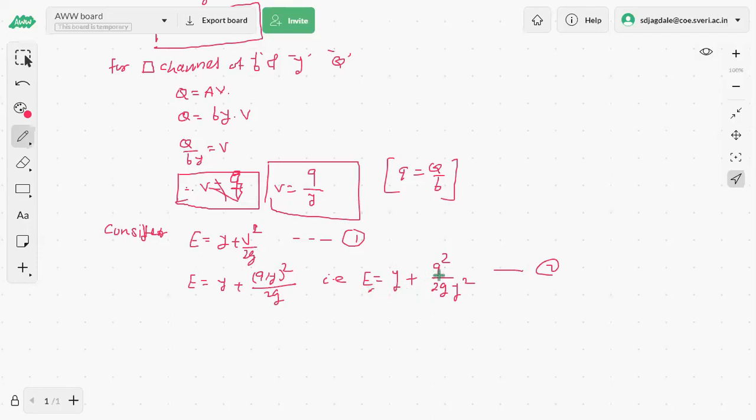Okay, so this is about the relationship between the specific energy E, flow depth y, and discharge q. I will repeat once again. To pass a constant discharge q with the same specific energy E, we will have two depths of the flow. Why two flow depths? Because this equation is a quadratic in y, and y is the flow depth, and those two flow depths are considered alternate flow depths.